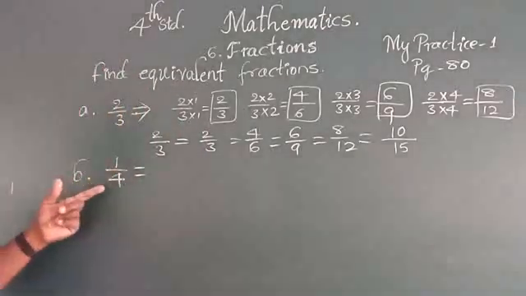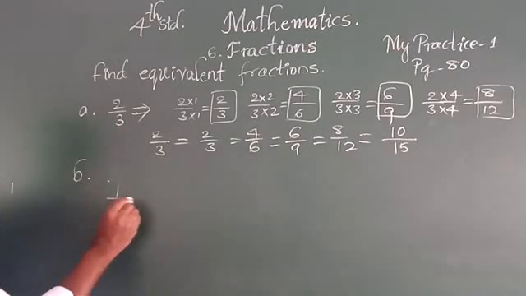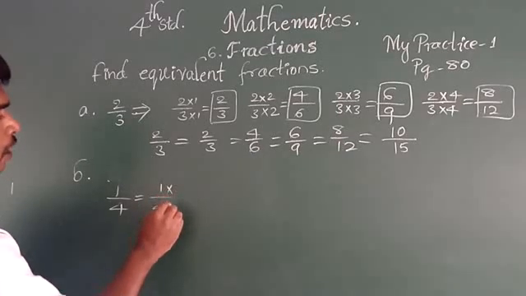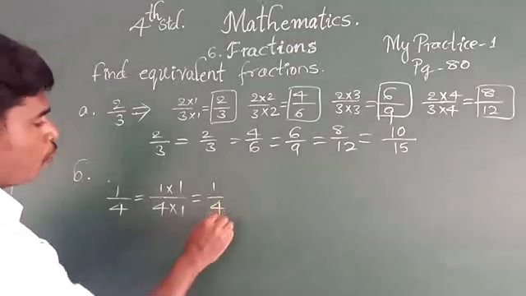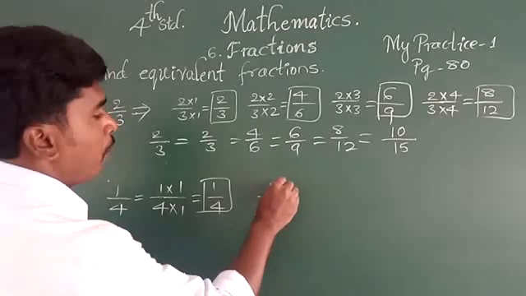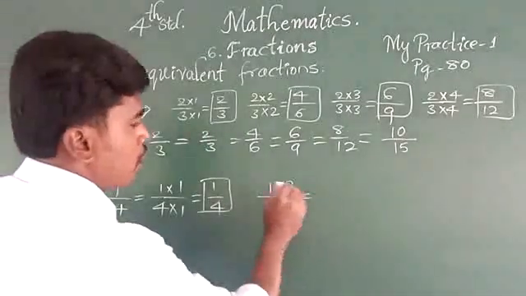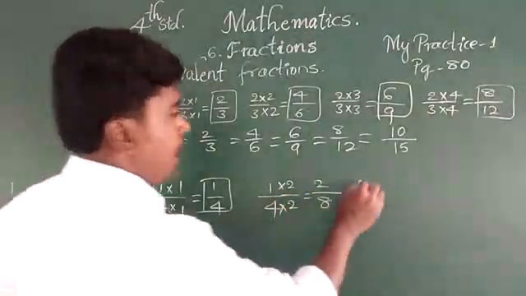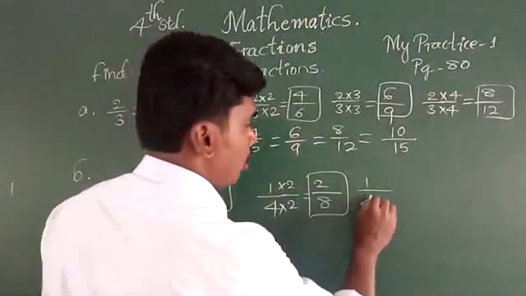Now you come to 1 by 4. Here I am going to take 1 by 4, which can be written as 1 by 4. Multiply both numerator and denominator with 1. So you are getting 1 by 4 only. It is one equivalent fraction. Next, for 1 by 4, multiply numerator and denominator with 2. So you are getting 1 2's are 2, 4 2's are 8. Again 1 by 4, 2 by 8 is also an equivalent fraction.